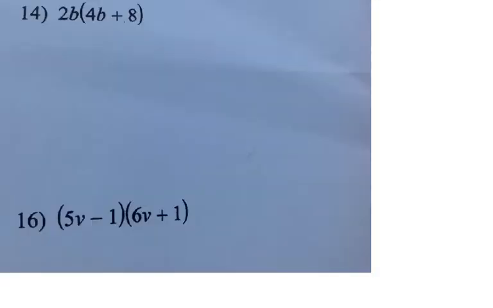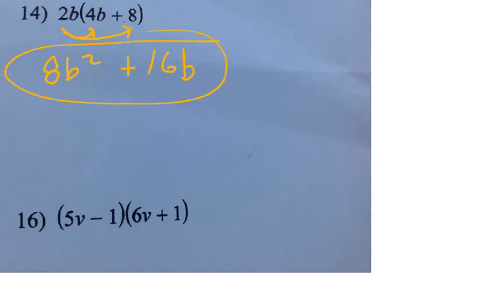Now, how about you pause the video and try these 2 problems quickly if you haven't done so already. So I'm assuming you paused, you tried them out. Now guys, if you don't mind, I want to go a little bit faster here. So I'm basically going to take 2b times 4b. You should have gotten 8b squared. And 2b times 8, 16b. Done.